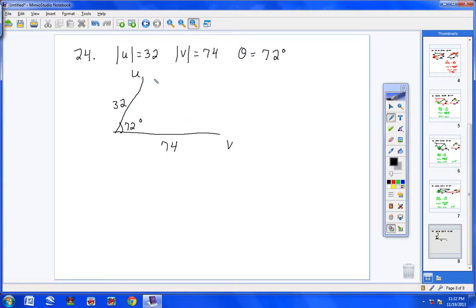Now we're going to go ahead and finish drawing the parallelogram like this. All right, there we go. And now we're asked to find the sum of vectors u and v. And when you find the sum of vectors u and v, that's the same thing as finding, as you've learned, the diagonal. So we're going to find the length of the diagonal, which is the exact same thing as finding the resultant, or the sum of u plus v.